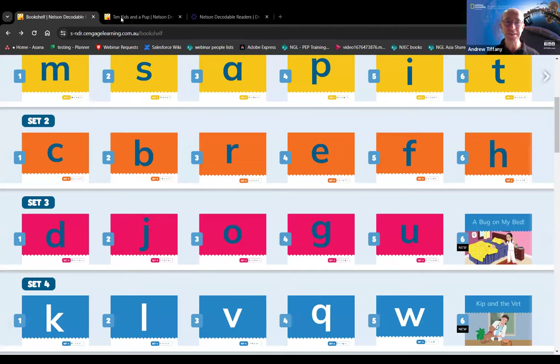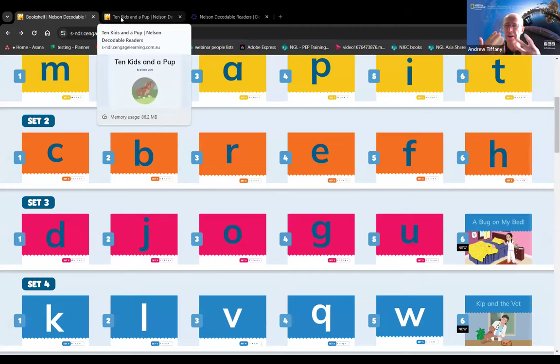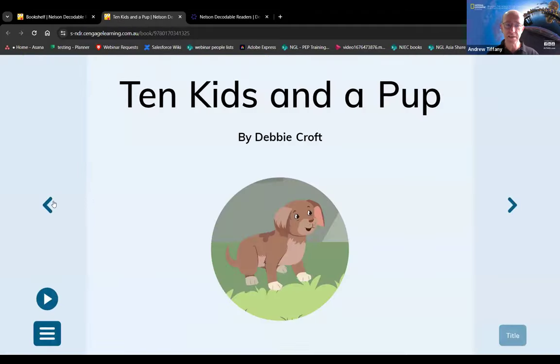What we're going to do now is jump over to the book. I've kind of warmed my students up for today. So let's take a look at the book. This is our book. What does it say? What does it say the book is here? It says 10 Kids and a Pup.